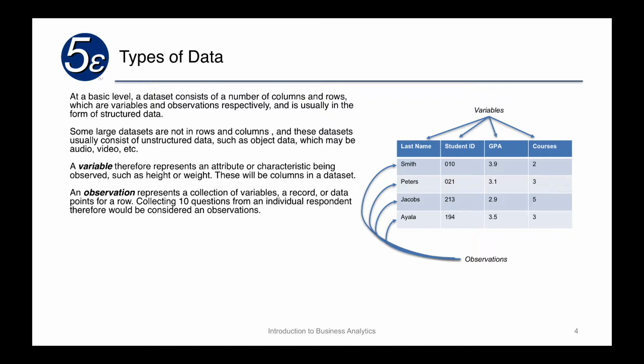Now, some large data sets are not really in rows and columns, and those are actually unstructured data. So we would see that if we were dealing with very large data sets, such as audio or video. A variable, therefore, represents an attribute or a characteristic that's being observed. So we're going to collect, say, the height or the weight of all of our respondents. And these are the columns in the data set. An observation represents a collection of variables for a given respondent. Let's say we're collecting a survey, we have 10 questions. The respondent corresponds to an observation.